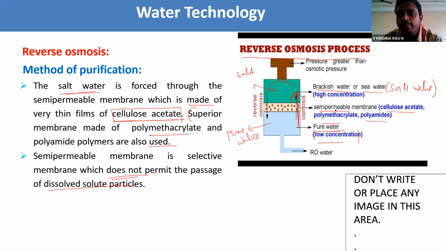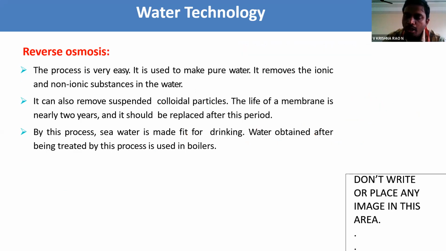In the presence of a semi-permeable membrane, a selective membrane which does not permit the passage of dissolved solute particles. Coming to reverse osmosis, it is a very easy process and it is used to make pure water. From the raw water or salt water, you convert it into pure water. It removes the ionic and non-ionic substances present in the water. It is also used to remove the suspended and colloidal particles present in the water.